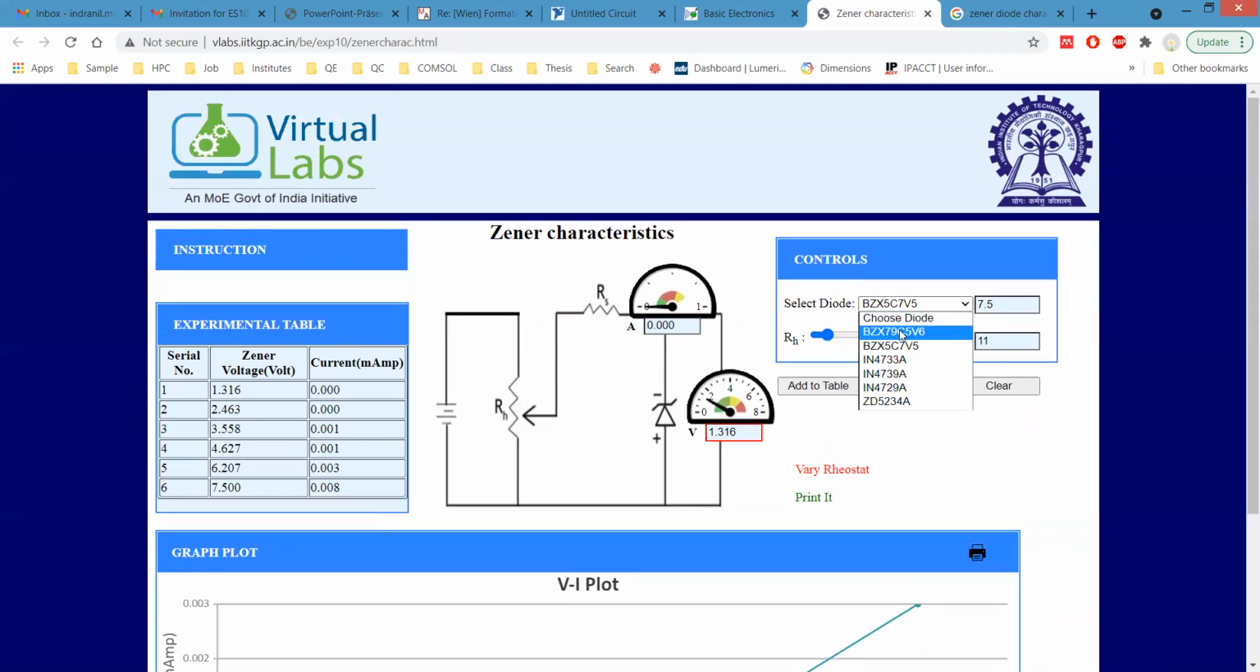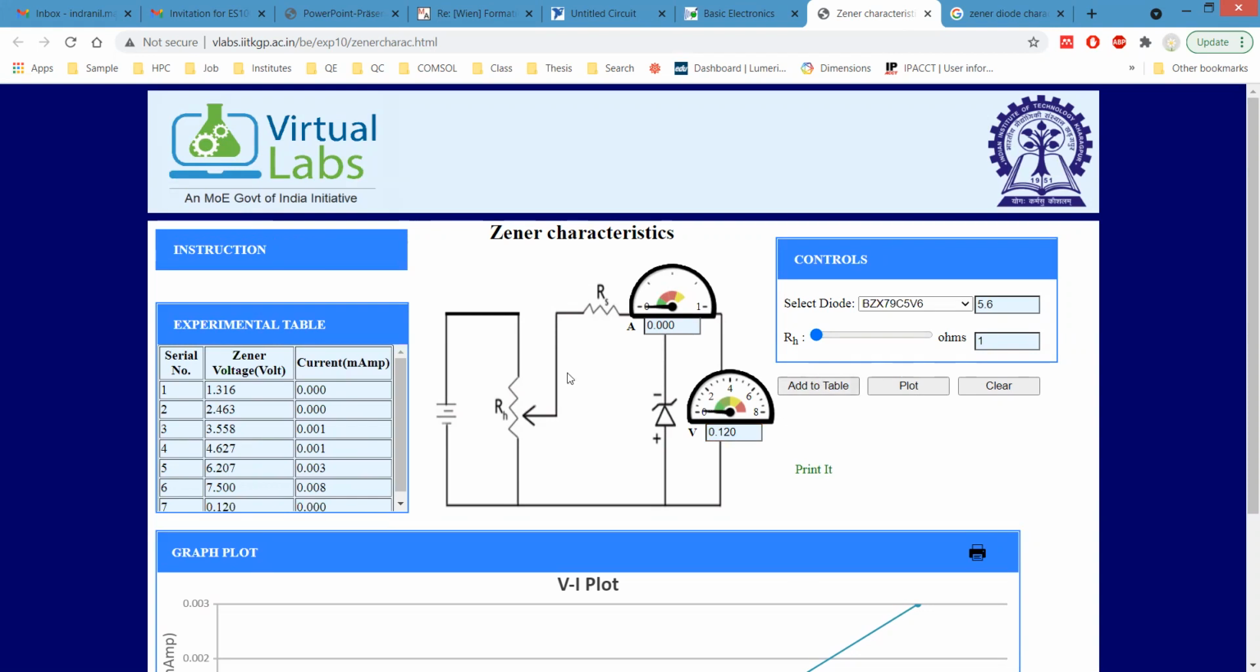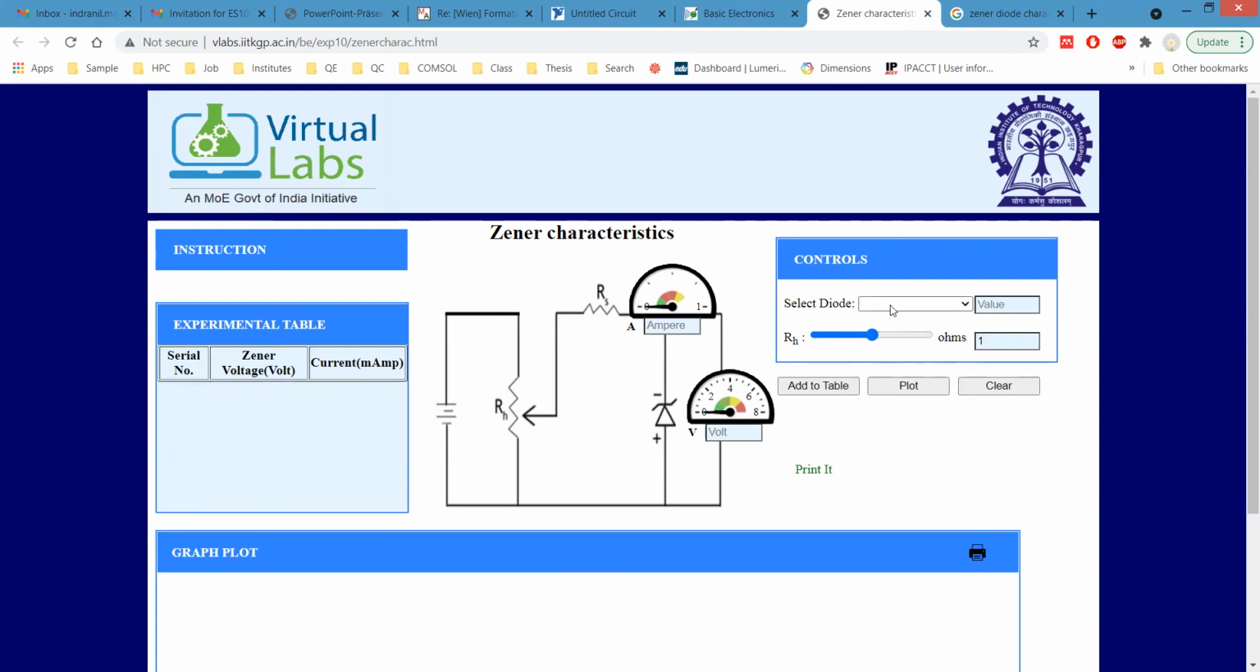Okay, so we can change it to, let's say, a 5.6 volt Zener diode, with 5.6 volt breakdown voltage. Now clear everything. Now choose a diode, then add it to the table, then your state value is increasing. So basically the voltage is changing.